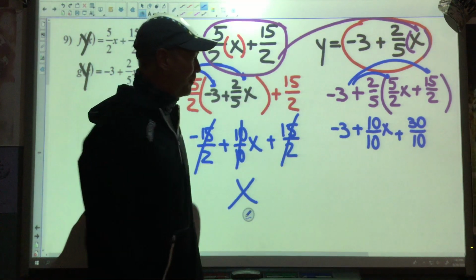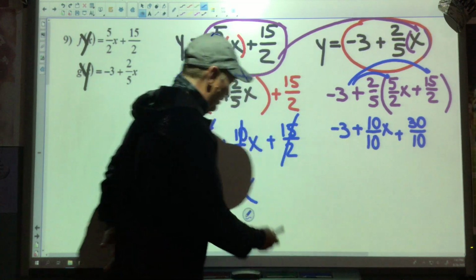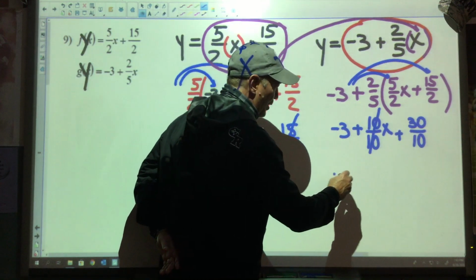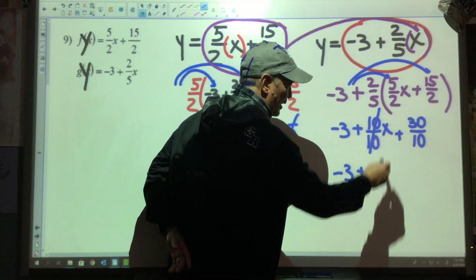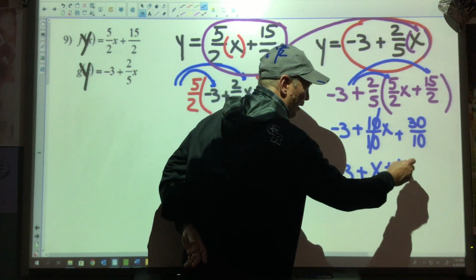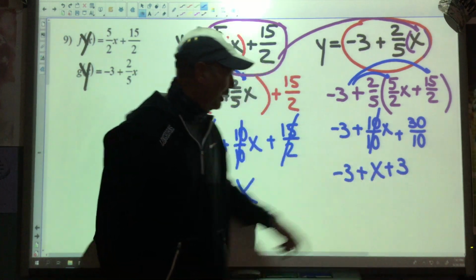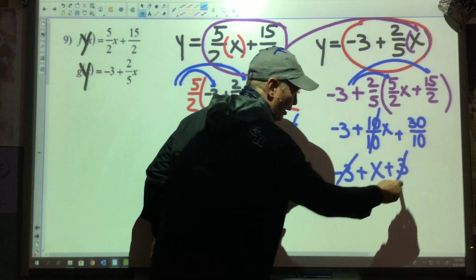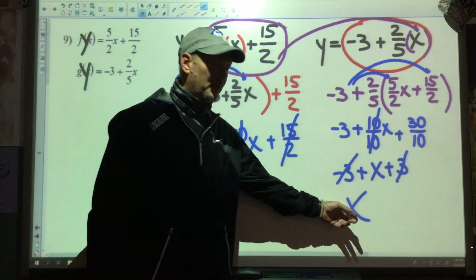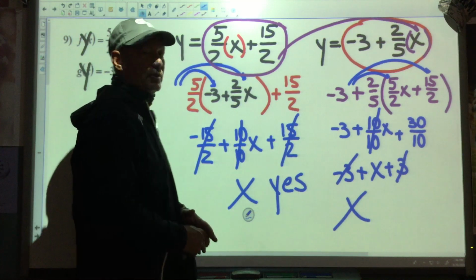So let's think about what we have. I have negative 3. I have 10 over 10. What's going to happen with those 10s? The same thing happened here. They're going to cancel. That's going to leave me with negative 3 plus just the x. And what is 30 divided by 10? 30 divided by 10 is 3. I have a negative 3. I have a positive 3. These will cancel, leaving me with an x. And that's our goal. Our goal was to be left with the x's, and in this situation, we would end up with, yes, they are inverses of each other.